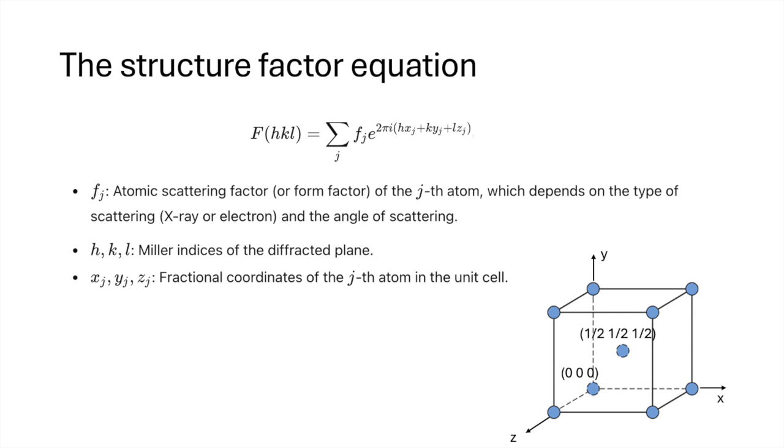Using the BCC unit cell as an example, the BCC unit cell can be determined by two atoms, one at 0, 0, 0, and the other at half, half, half. And they correspond to the x, y, and z in the structure factor equation.